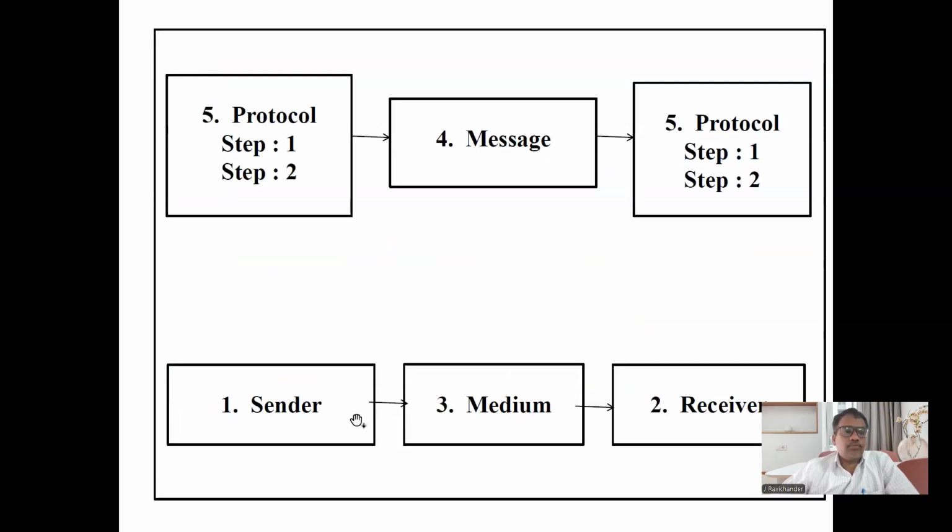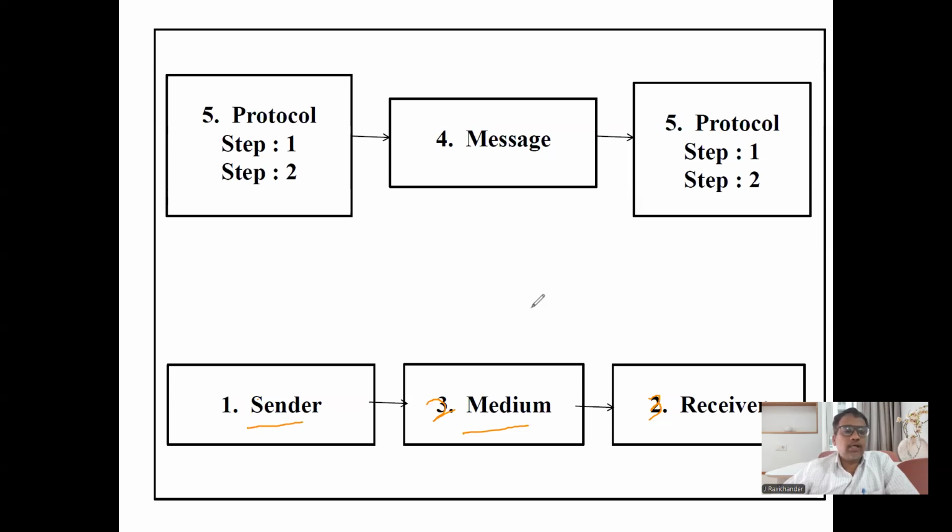Here is the block diagram. First one, sender. Second one, medium. Third one, receiver. Fourth one, message. Fifth one, protocol. So these are the components of the communication model.